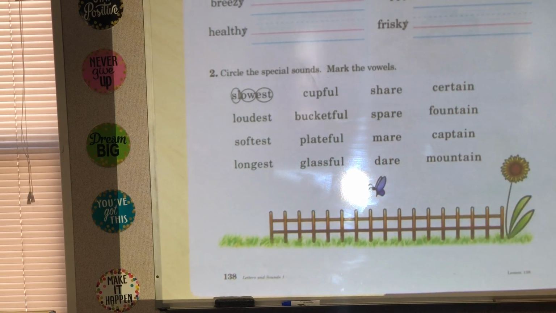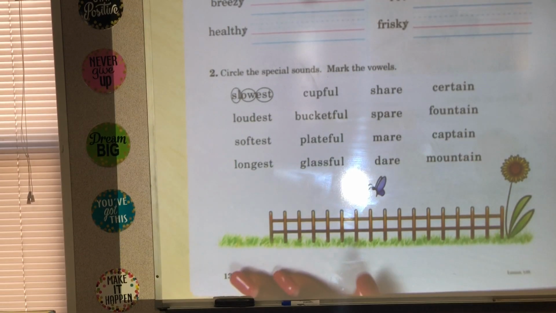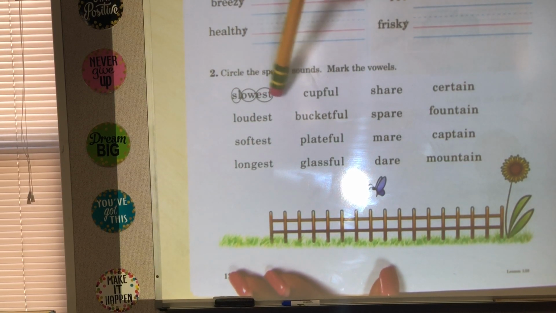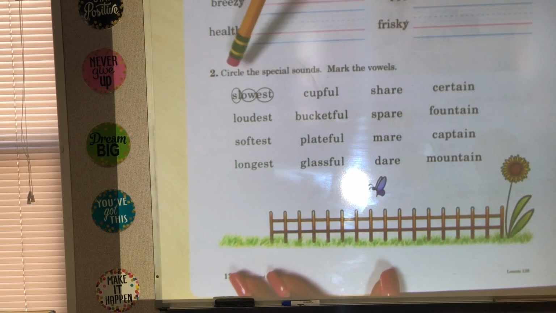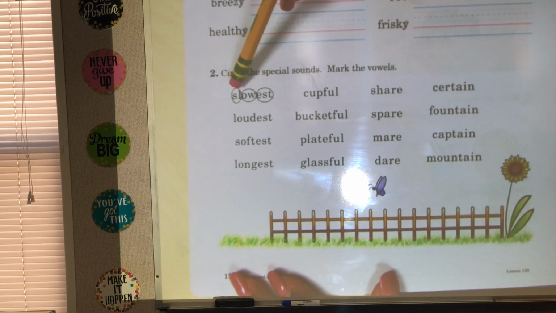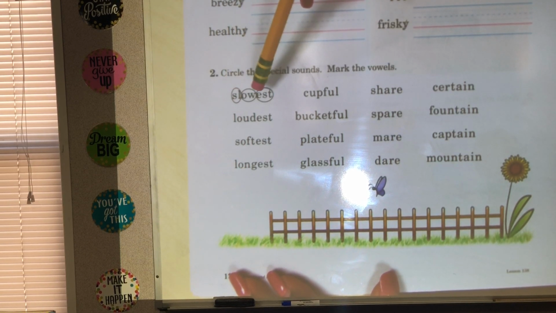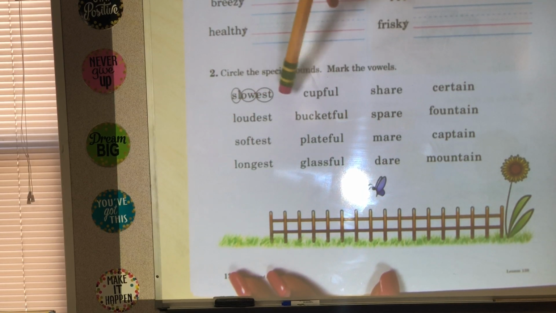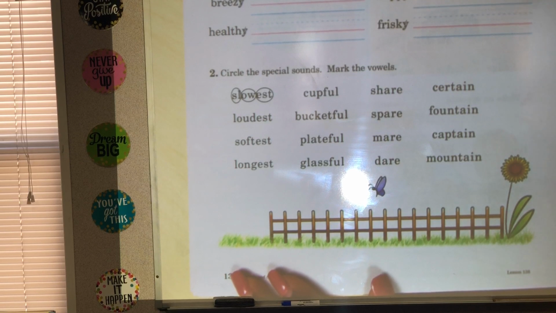Section 2. Circle the special sounds and mark the vowels. Remember, you're doing two things in this section. You circle the special sound and you mark the vowels. Make sure you do both of them. Here, the first one is done for us, Lois. You have SL in sleep, O in bowl, S in biggest. All of these are special sounds, and this word does not have a vowel to mark.